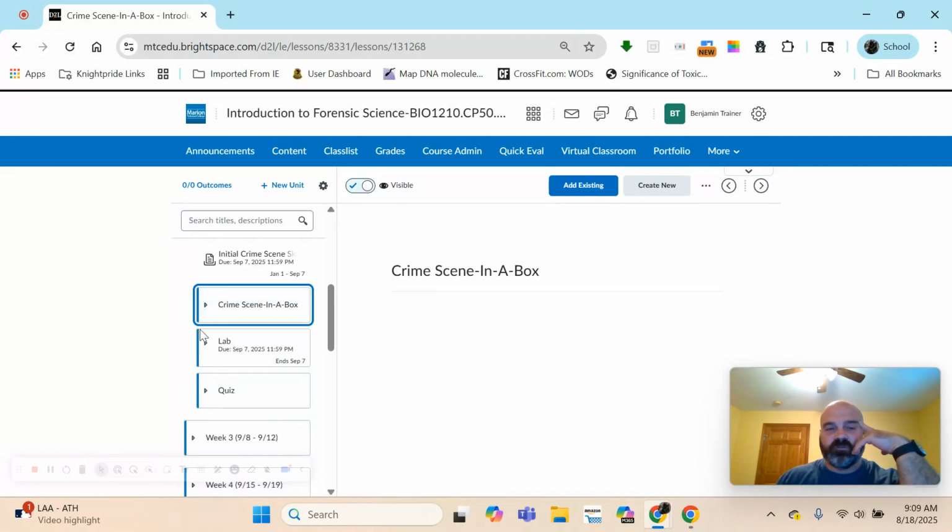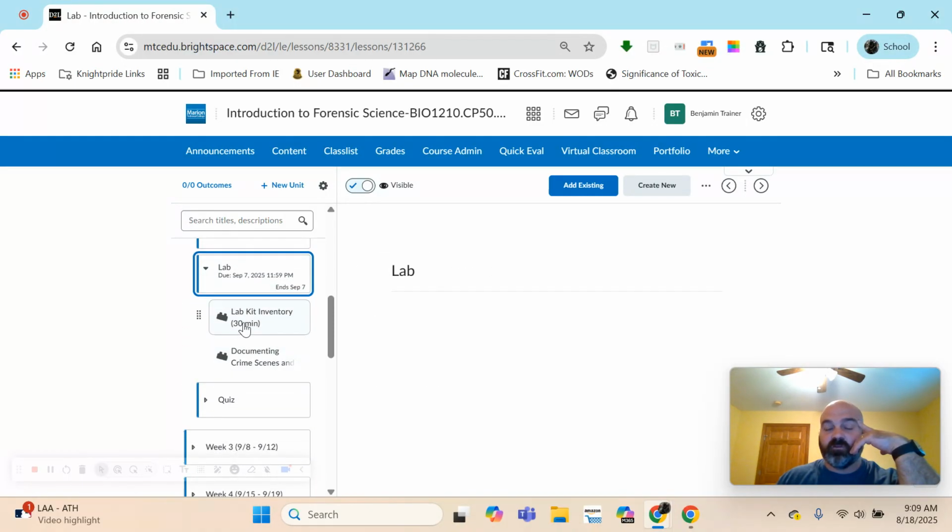Lab for this week. Let me reduce that. There we go. Lab for this week, you've got your lab kit inventory. Your lab kit hopefully arrives this week, and I will send out codes so that you can access those. And then the other part is documenting crime scene evidence. Like I said, it says to take 3 hours. Most people I've talked to, many of my students, say it's nowhere near that long. But please allow yourself a little bit extra for the first few.